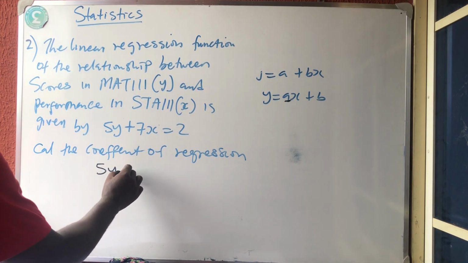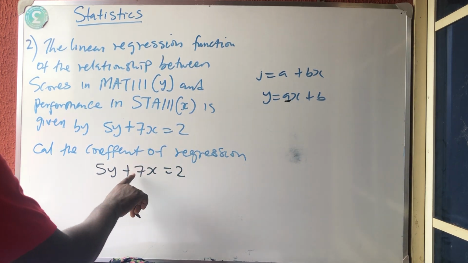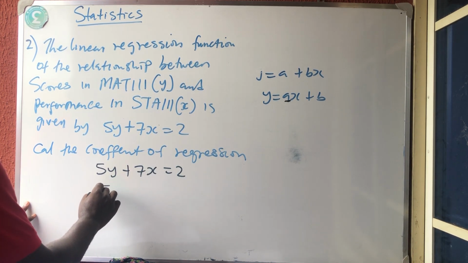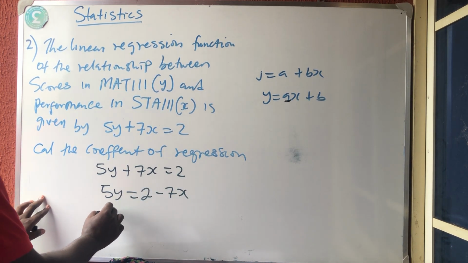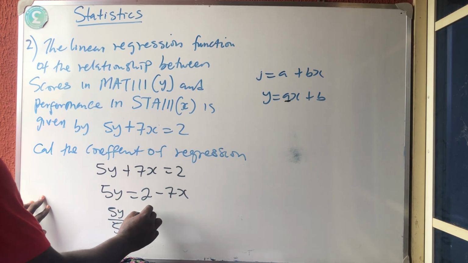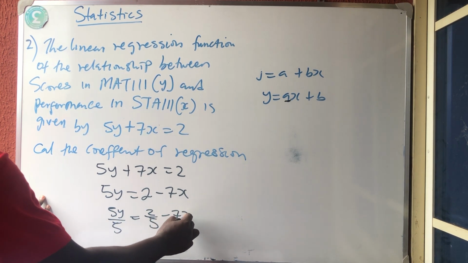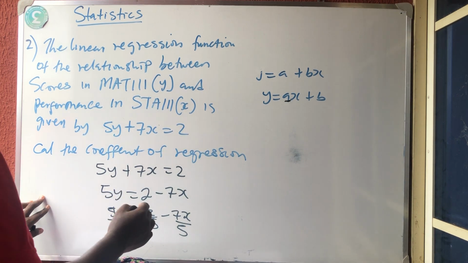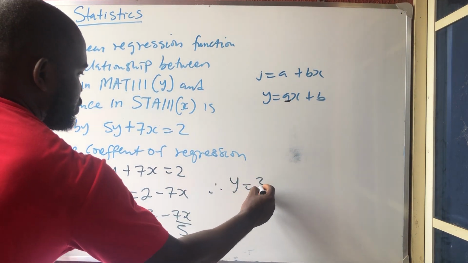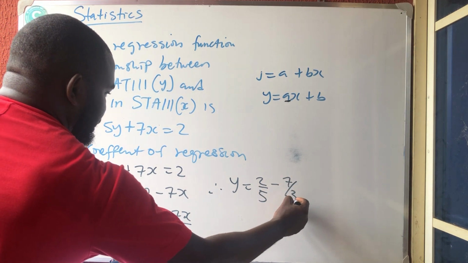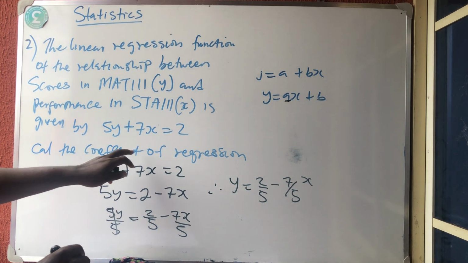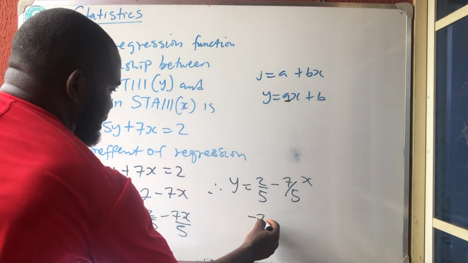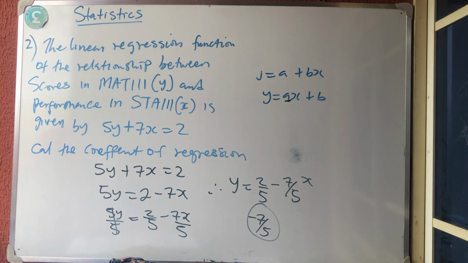We have 5y plus 7x is equal to 2. So, take this one to this side to have 5y is equal to 2 minus 7x. Divide everybody by 5. 5y over 5 is equal to 2 over 5 minus 7x over 5. 5 take care of 5. Therefore, y is equal to 2 over 5 minus 7 over 5 x. So therefore, the coefficient of regression is simply minus 7 over 5. Okay? The coefficient of regression is simply minus 7 over 5.